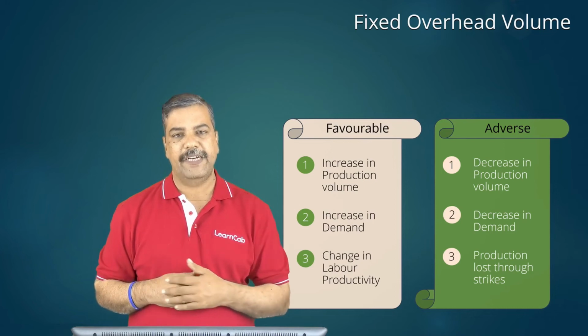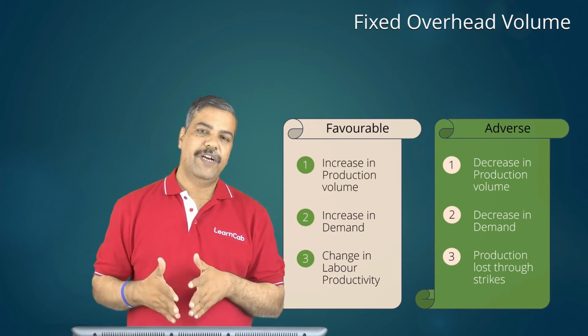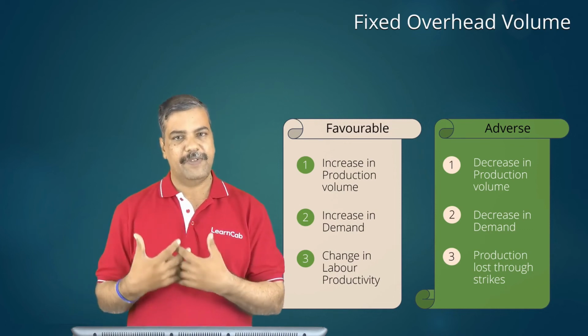It is a favorable balance here. Then what about the adverse effect? The adverse effect is if production is lost through strike. That means you need to wait for some more days in order to recover the fixed cost which you have incurred.